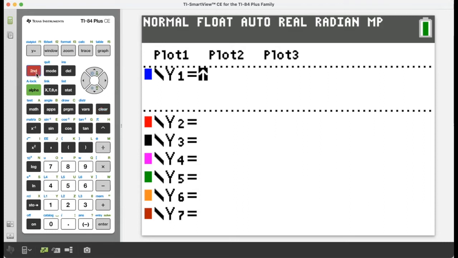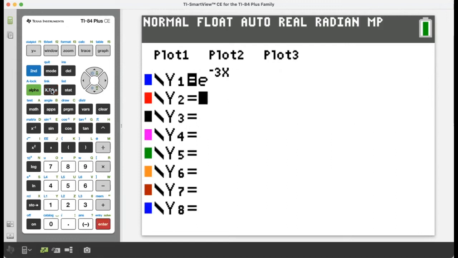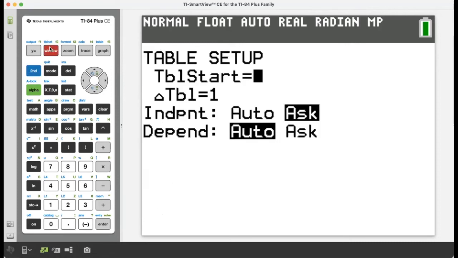So we need the second function once again. And you'll notice that it already places the power there for us, so we don't have to raise it to a power. The calculator recognizes that we are inputting an exponential function. In this case, the power is -3x. Again, I didn't mention this in the first example: the variable key is always next to the alpha key, and it's always going to give you the variable x. We hit enter. And my table settings are already set to ask, so that is just fine.